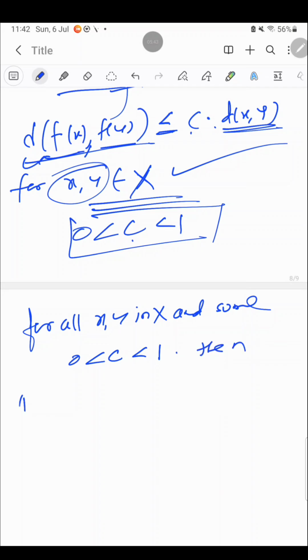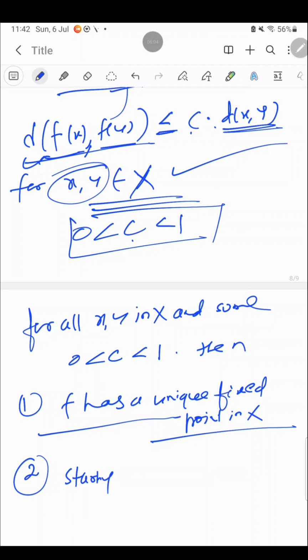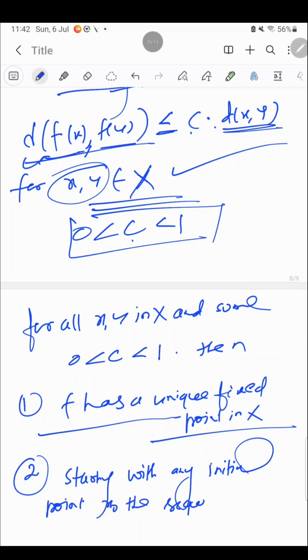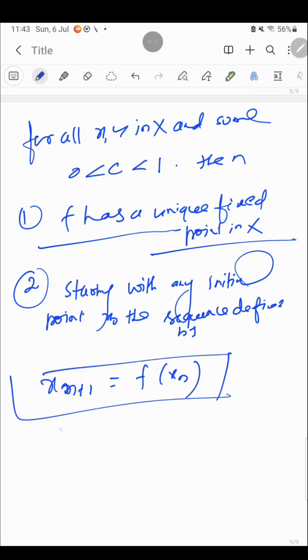Then what is the result of this theorem? First, f has a unique fixed point in X. If all these conditions are satisfied, then f has a unique fixed point in X. Second, starting with any initial point x0, the sequence defined by x(n+1) equal to f(xn) converges to that fixed point.